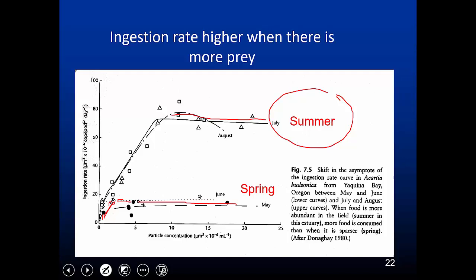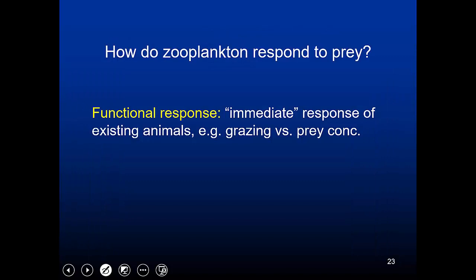Okay, so that is one thing that's part of the functional response. That is, they change their grazing rate depending on the prey concentration. So you can think about these functional responses as basically what's happening immediately with this set of animals that are already present in your bottle. You can measure this in a day or less if you do the experiment properly.